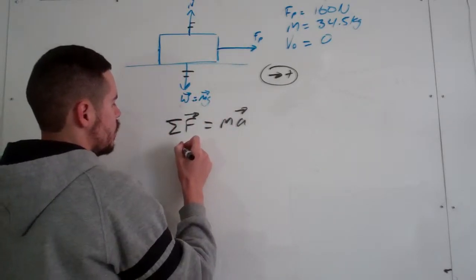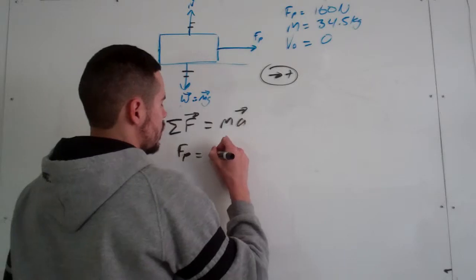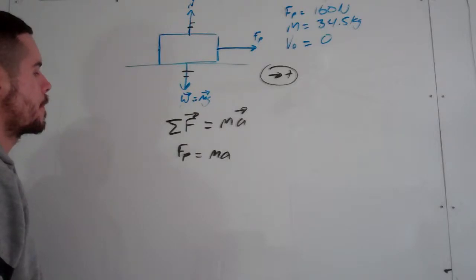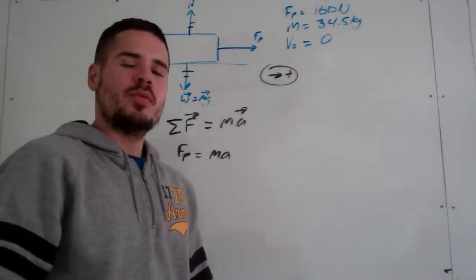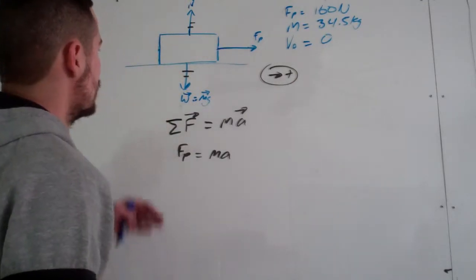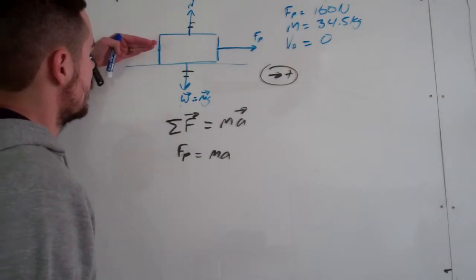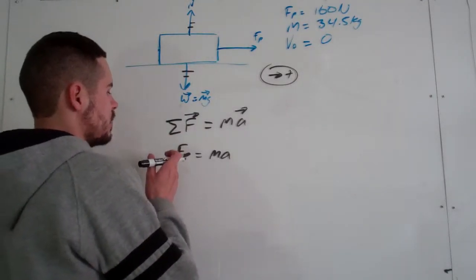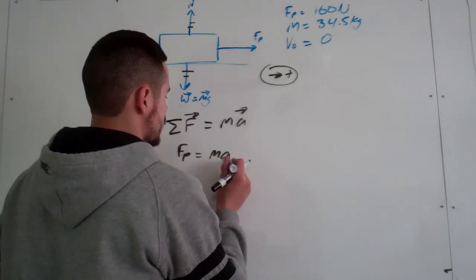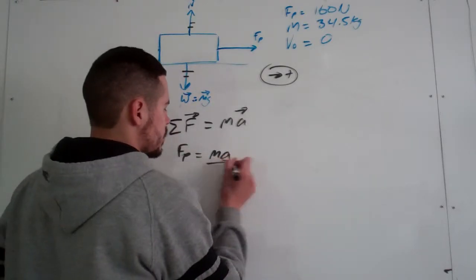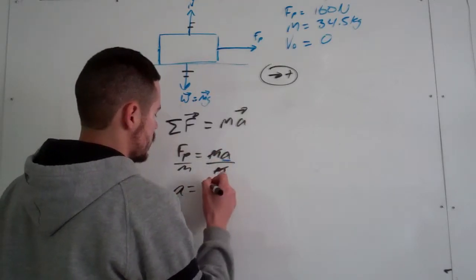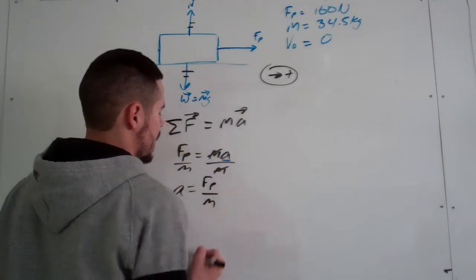We can just say the force of the pull is equal to mass times acceleration. You don't even really want to consider those two, because we're just trying to find the horizontal force of this system going this way. So the force of the pull is equal to mass times acceleration. We need to solve for acceleration, so we divide the mass out of both sides, and we get that acceleration is equal to the force of the pull divided by the mass.